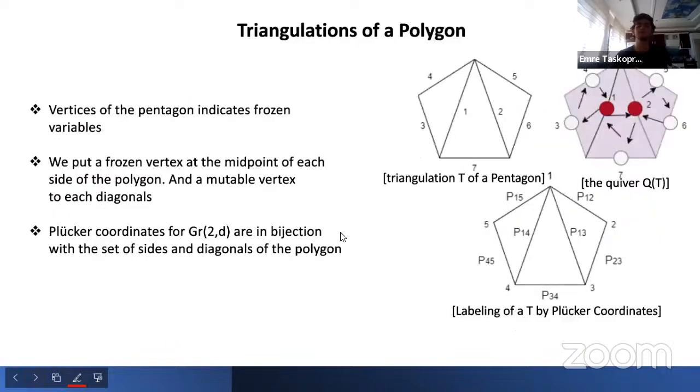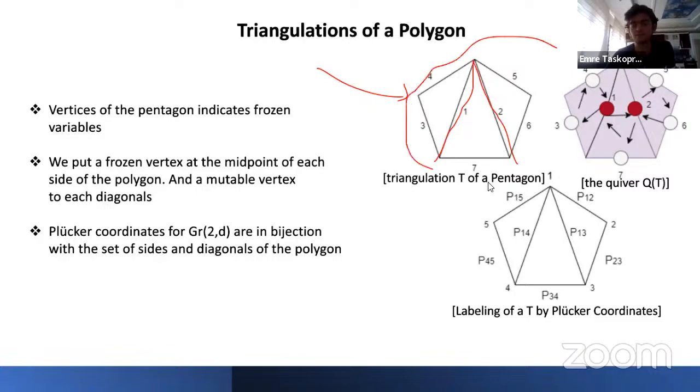Next, moving on, we have triangulations of a polygon. If we take a polygon, in this special example, we have a pentagon. We can find some diagonals in them, such can be seen like this. We name all of them beginning with the diagonals 1, 2, 3 to 7 in the clockwise direction. Then this will be our triangulation T of a pentagon.